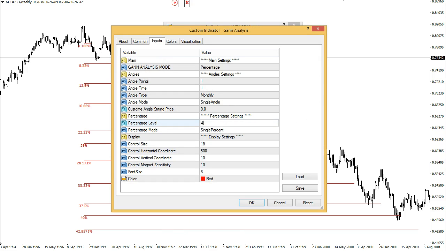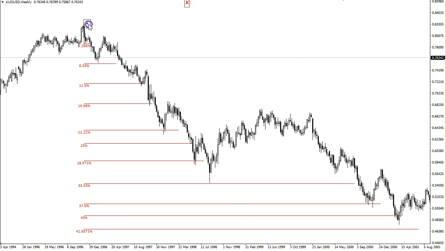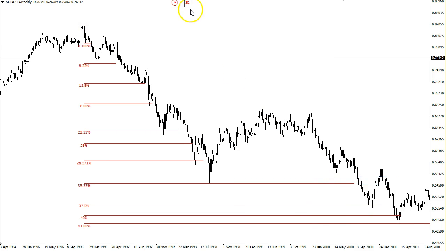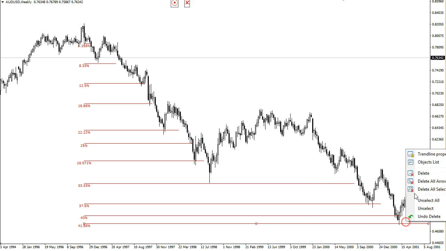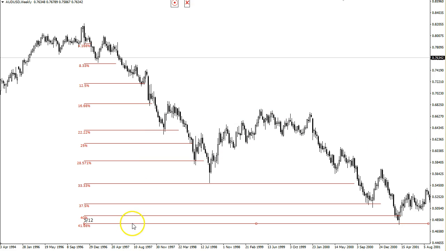So 41.66, and we can see that we did stop the market at 41.66. I'll just put a note here, it's coming from 5 by 12.